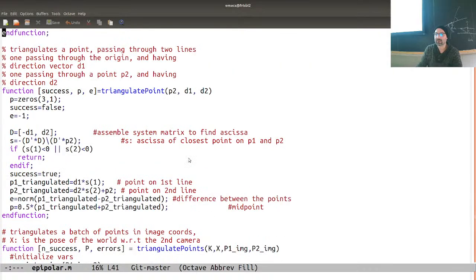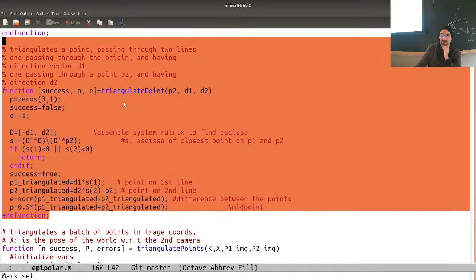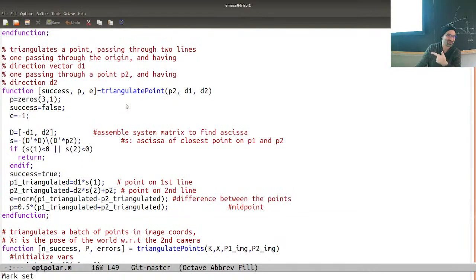There is another fantastic function which is called triangulate points. You remember, guys? Triangulation, find the minimum point. Triangulate point works like this: I triangulate a point passing through two lines. One of the lines is passing through the origin, and the other line has a direction vector d1, and the other line passes through a point p2 and has direction vector d2.